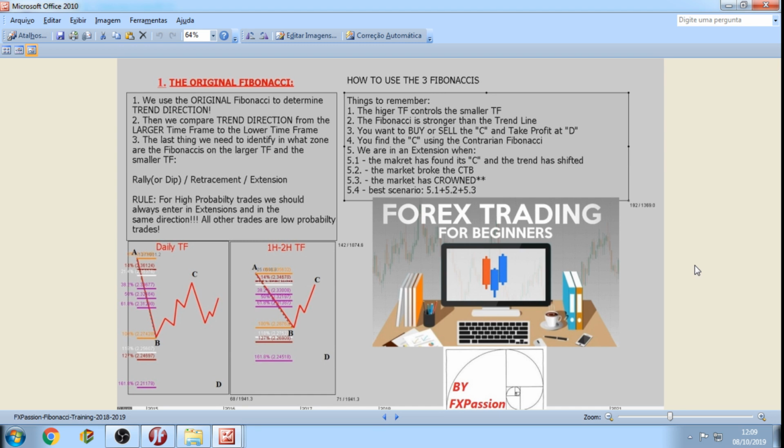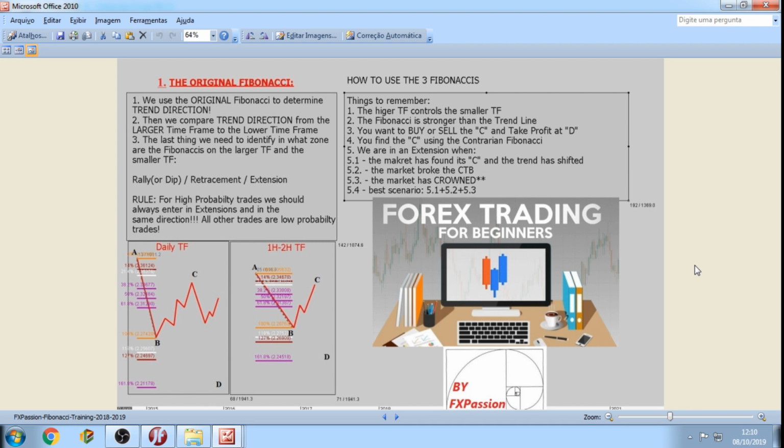We learned about the market wave: extension, retracement, extension. So the Fibonacci is going to do the same. You're going to have a rally or a dip, then you're going to have the retracement until the C point, and then when the market breaks the counter trend line, when the market finds its C, it's going to start moving to extension again.